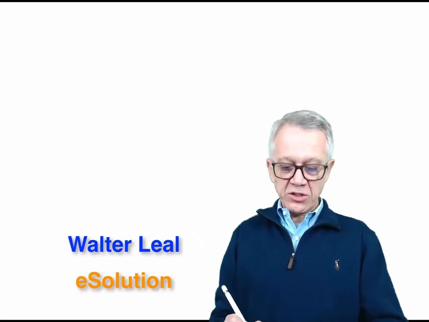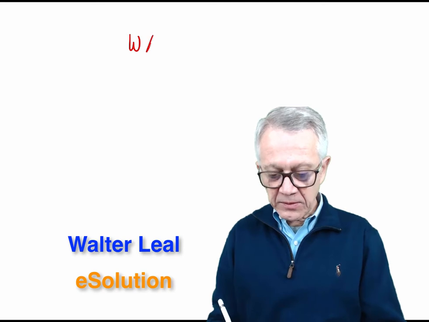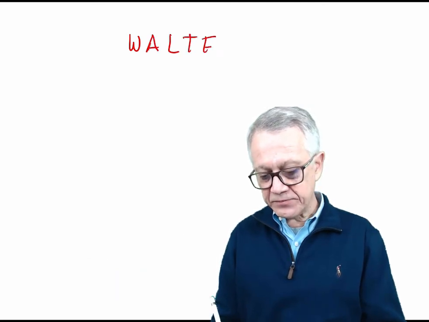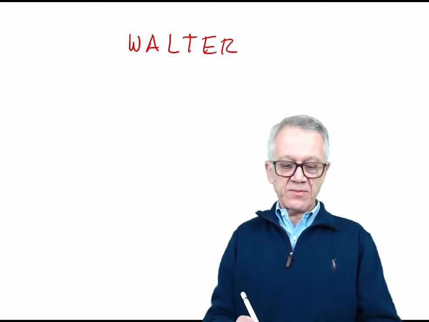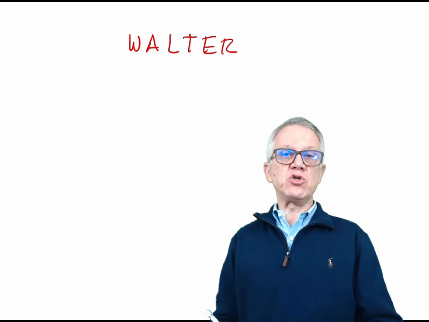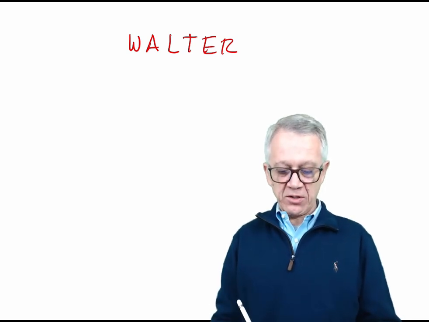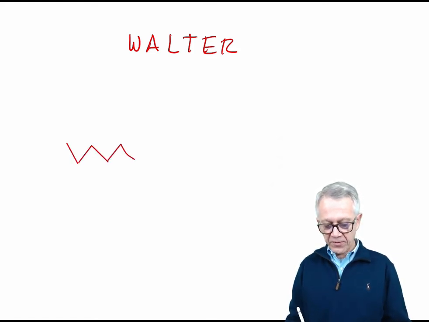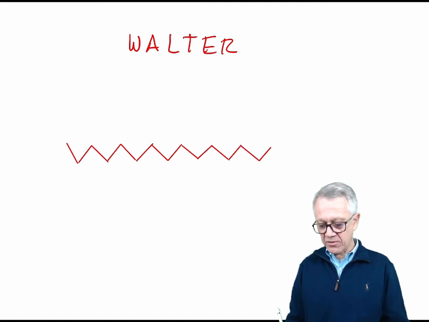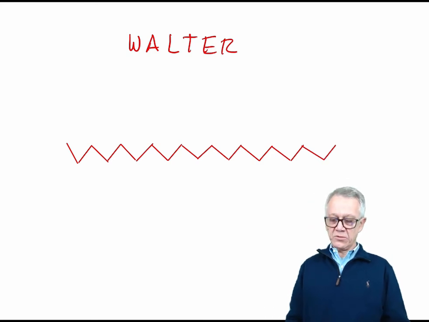Okay, so let's write the structure of the peptide Walter, with a total of 6 amino acid residues, right? So if it's 6 amino acid residues, then we are going to have 18 strokes, 3 strokes for each amino acid residue. So let's start from here, give a little bit of space. 1, 2, 3, 4, 5, 6, 7, 8, 9, 10, 11, 12, 13, 14, 15, 16, 17, 18. So we have 18 strokes.